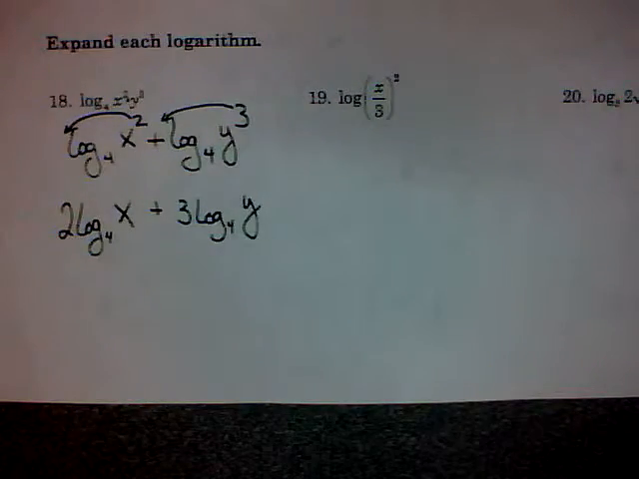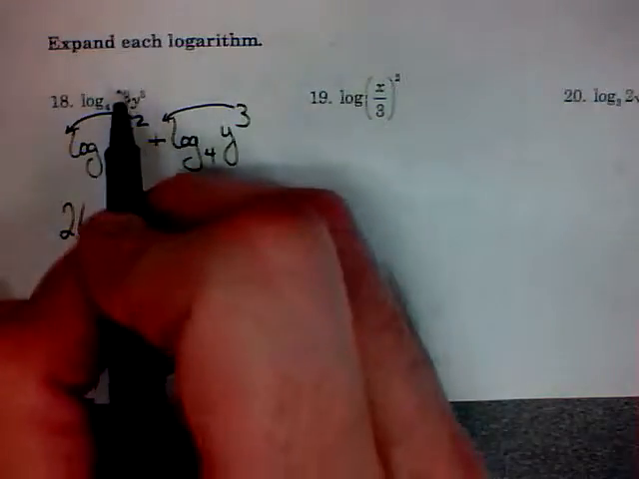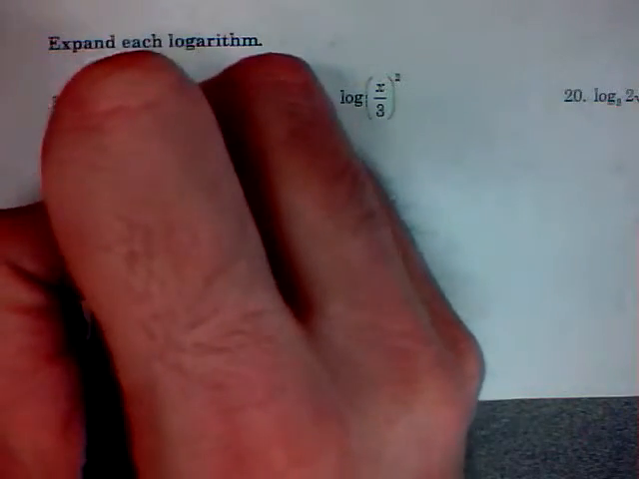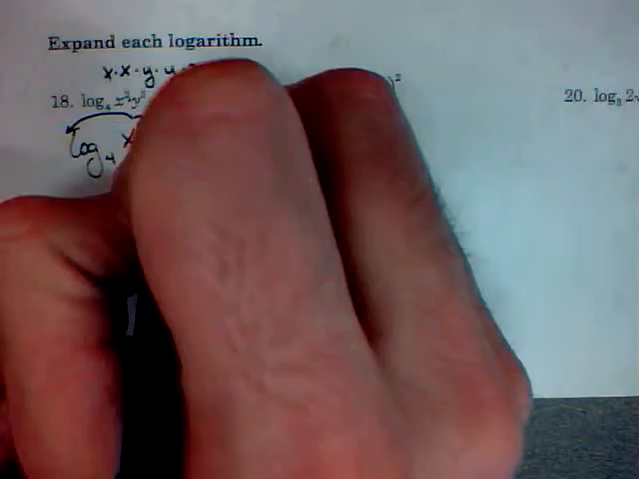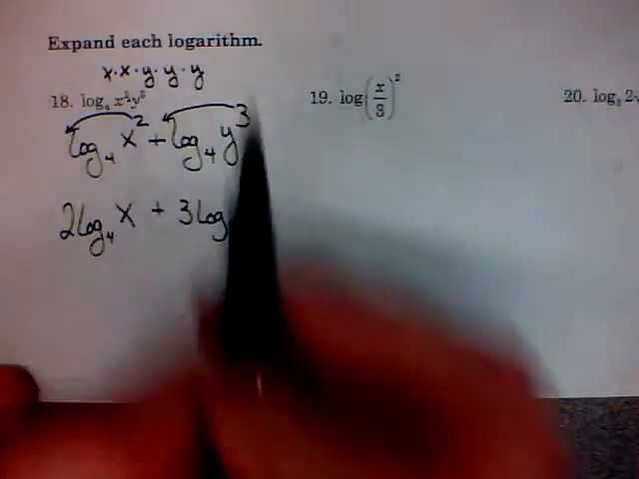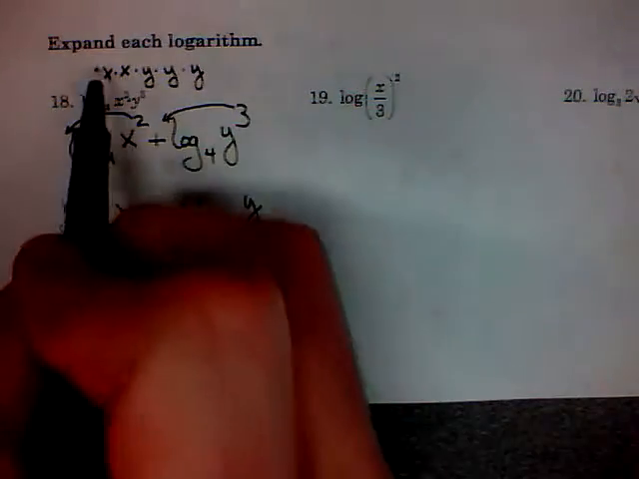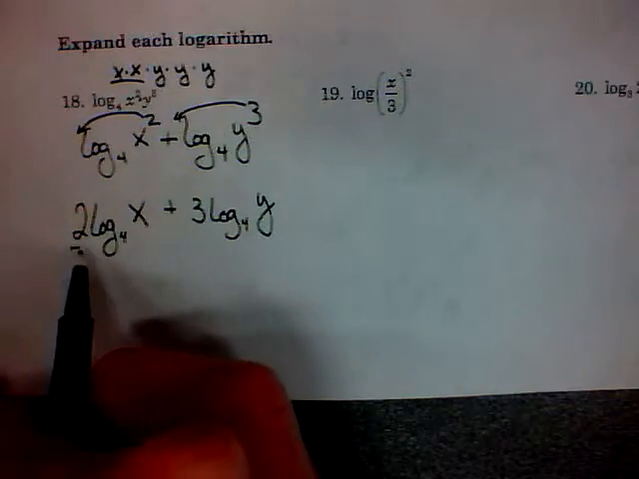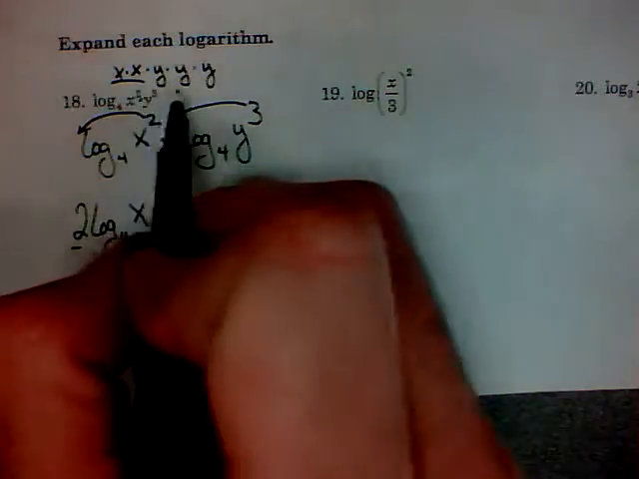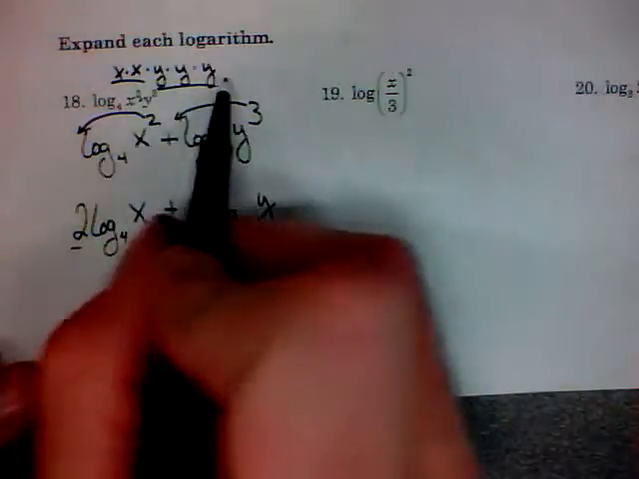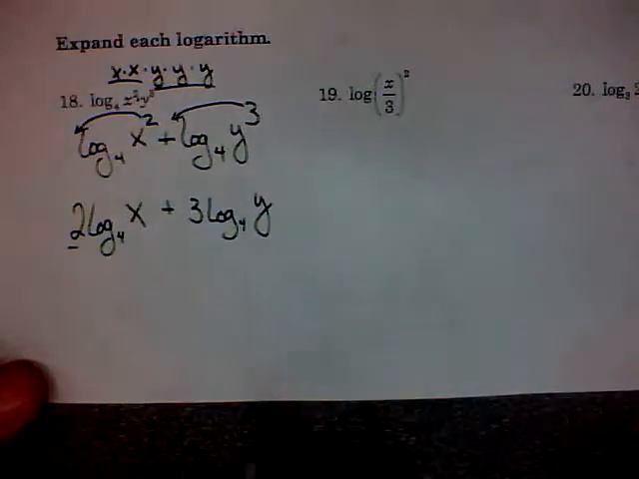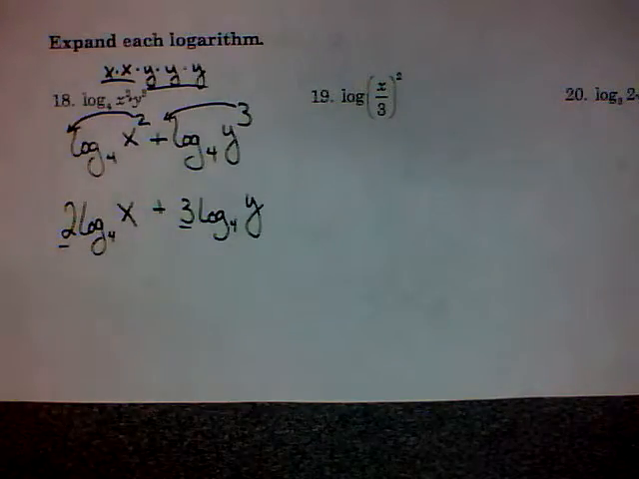And remember that what we could have done was we could have written this as x times x times y times y times y, and you could have broken this up into 5 different logs. 2 of the logs would have been log of x's. 3 of the logs would have been log of y's, which is why you have a 3 out in front there. Okay.